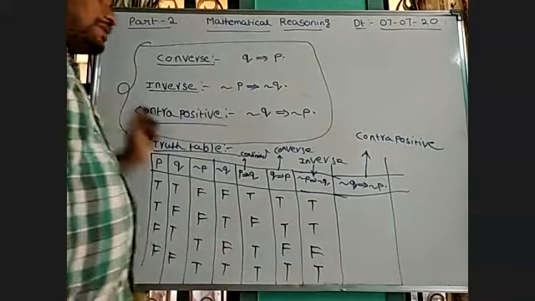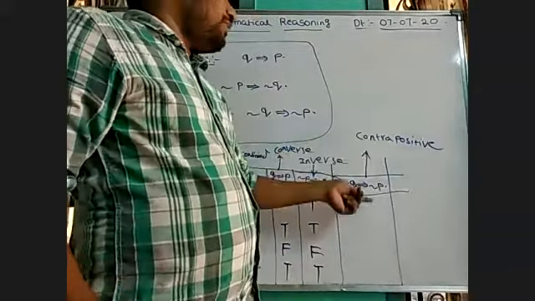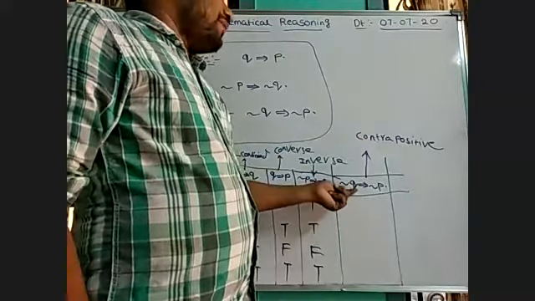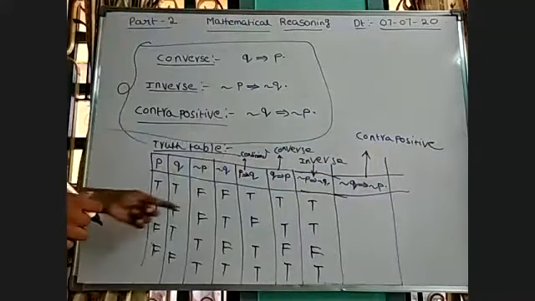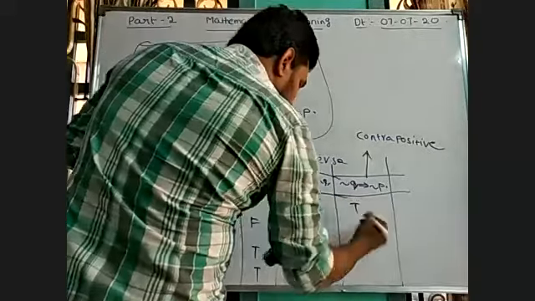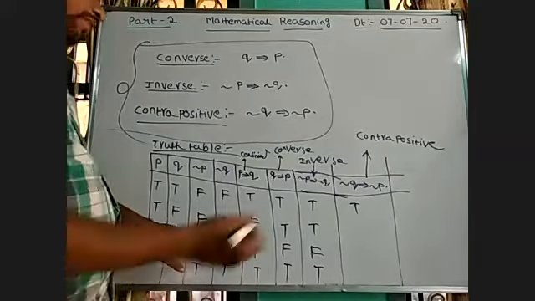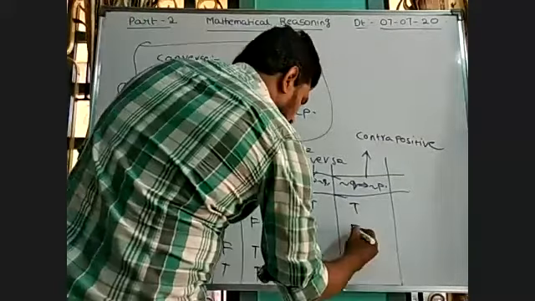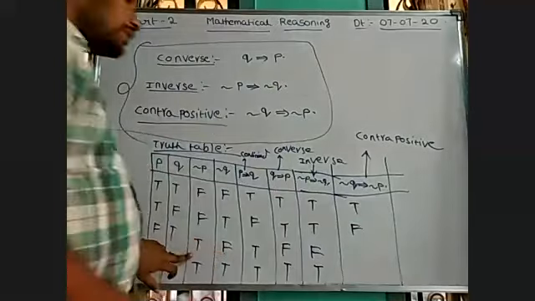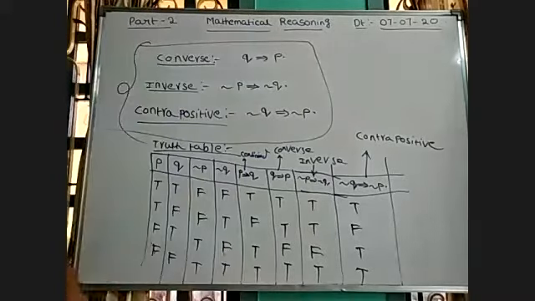Next, negation of Q implies negation of P, the contrapositive. False, false gives true. True false gives false. False true gives true. True true gives true. Like this we will write it.